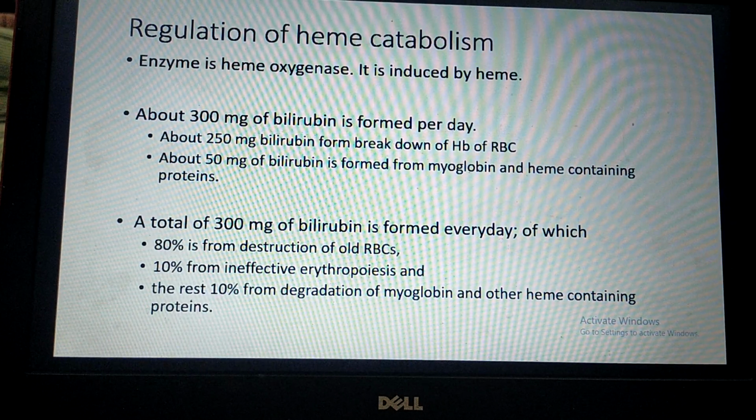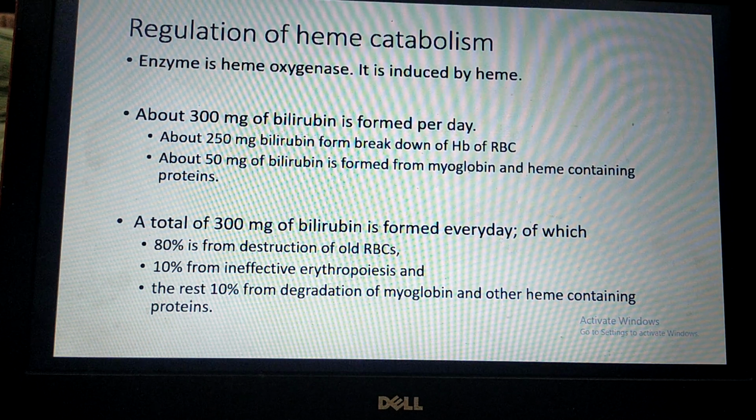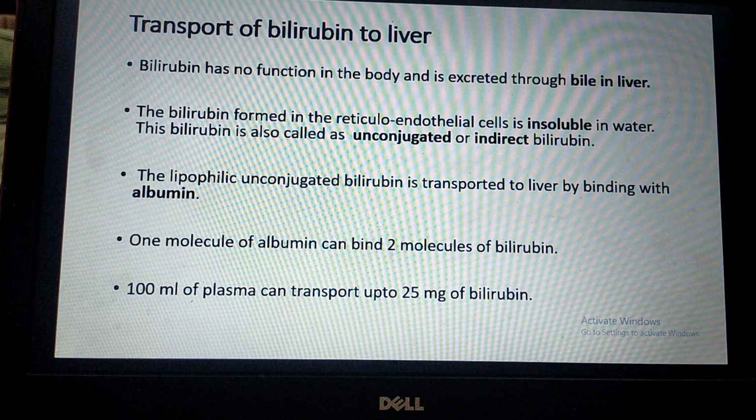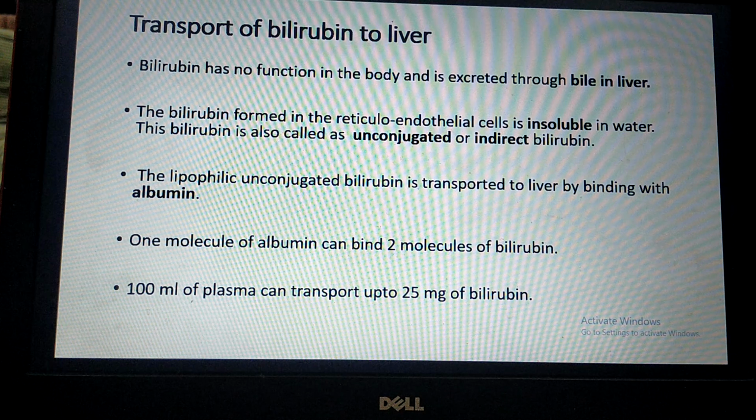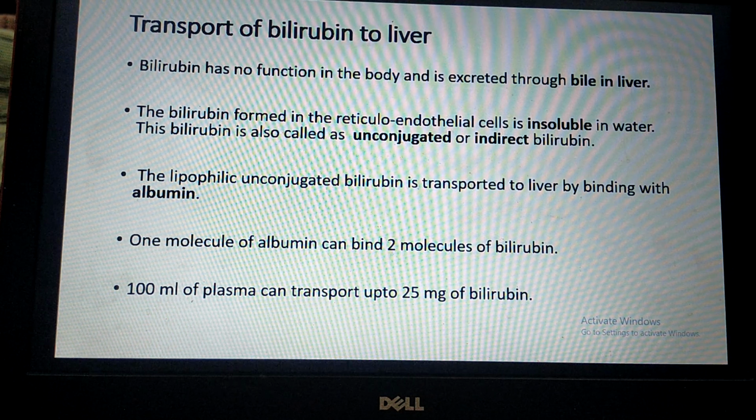Daily about 300 milligram of bilirubin is formed per day, out of which 250 milligram is formed by the breakdown of human RBCs, and 50 milligram of bilirubin is formed from myoglobin and other heme containing proteins. Now bilirubin has no function in the body. The body will excrete bilirubin outside through the bile in the liver.